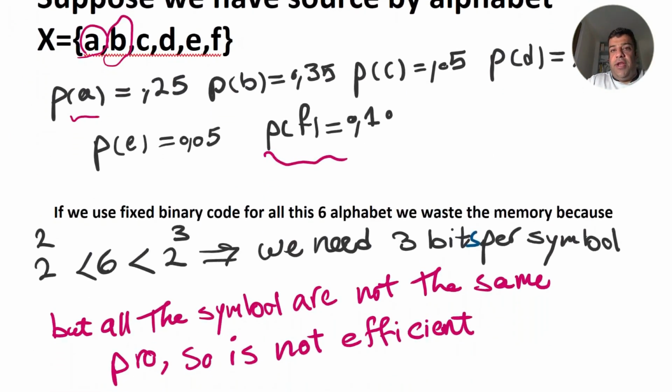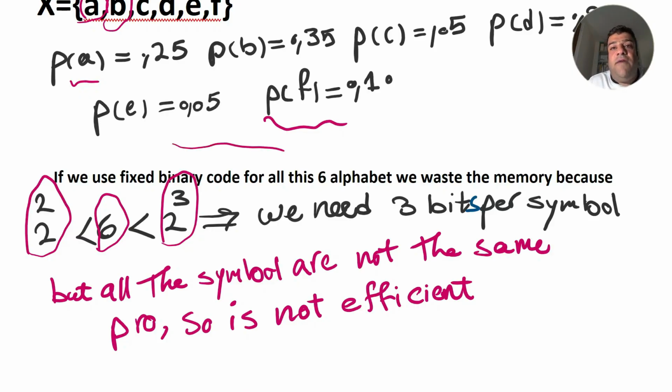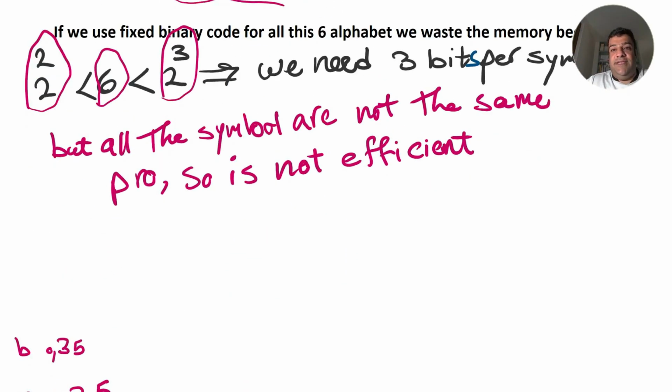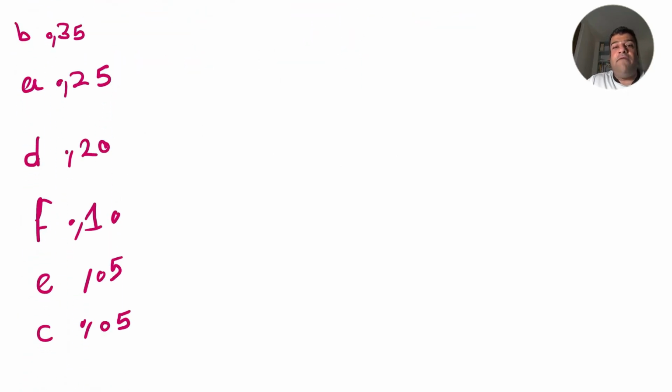Okay, if you want to store this information without any compression, it's so simple. You have A, B, C, D, E, F, therefore 6 symbols, which is between 2 to the power 2 and 2 to the power 3. Therefore, you need 3 bits per symbol. By this approach, you waste your memory. Why? Because all of these symbols don't have equal probability. But what is our solution? Yes, the powerful method, Huffman coding.